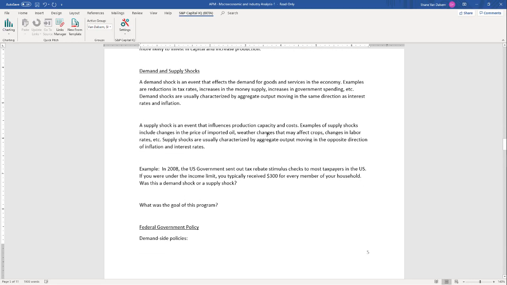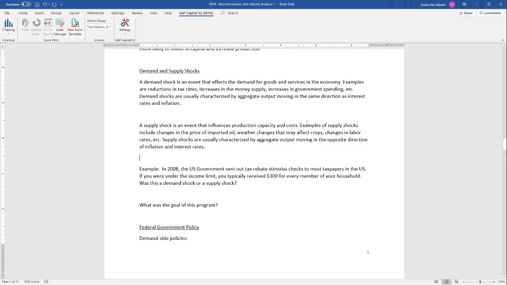A supply shock is an event that influences production capacity and cost. Examples of supply shocks include changes in the price of imported oil, weather changes that may affect crops, changes in labor rates, etc. Supply shocks are usually characterized by aggregate output moving in the opposite direction of inflation and interest rates.